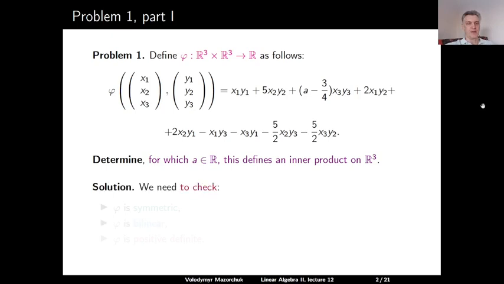Solution. In order to check that phi is an inner product, we need to check that this map is symmetric, bilinear, and positive definite. So let us check all these three conditions one by one. Let us start by rewriting this formula in a different way.